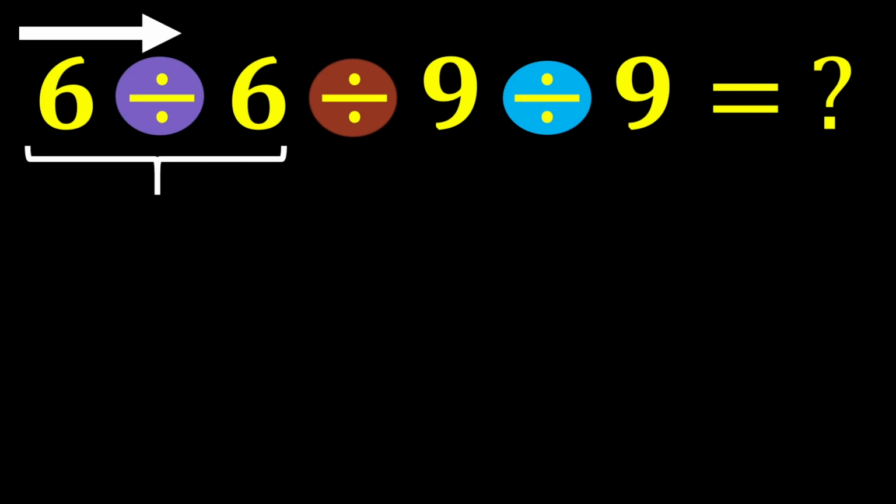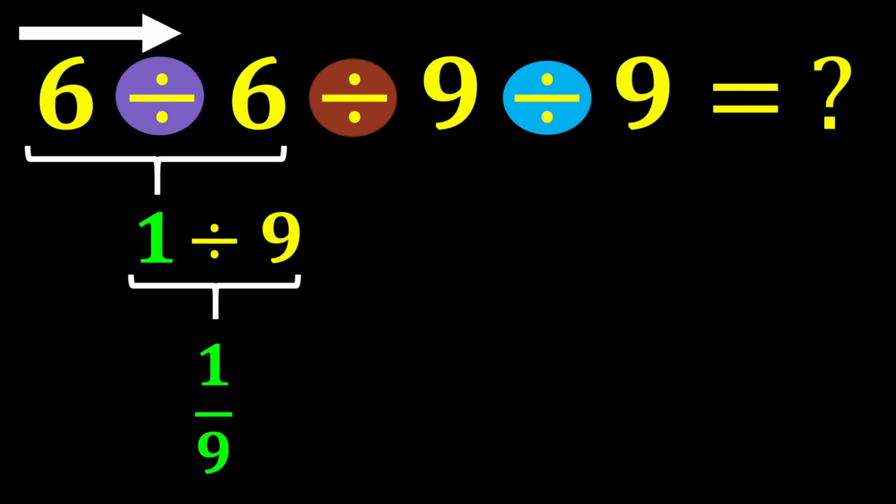6 divided by 6 gives us 1. Then, 1 divided by 9 gives us 1 over 9. In the end, we need to calculate 1 over 9 divided by 9.